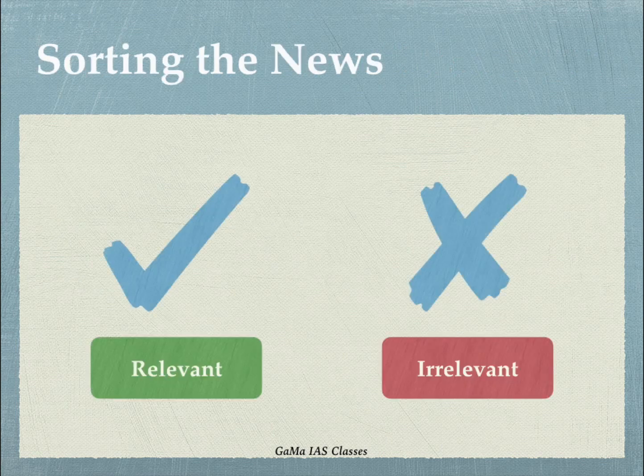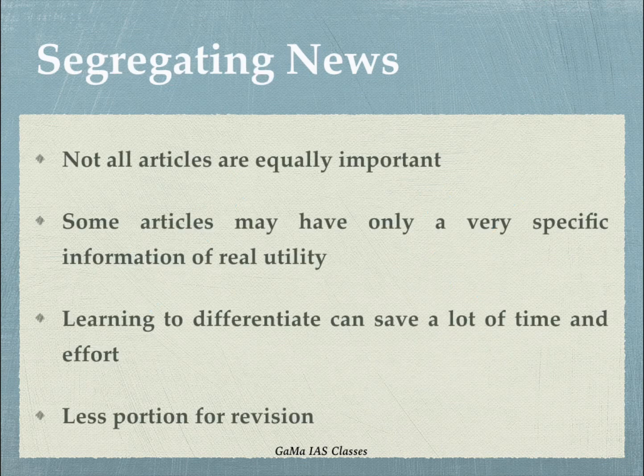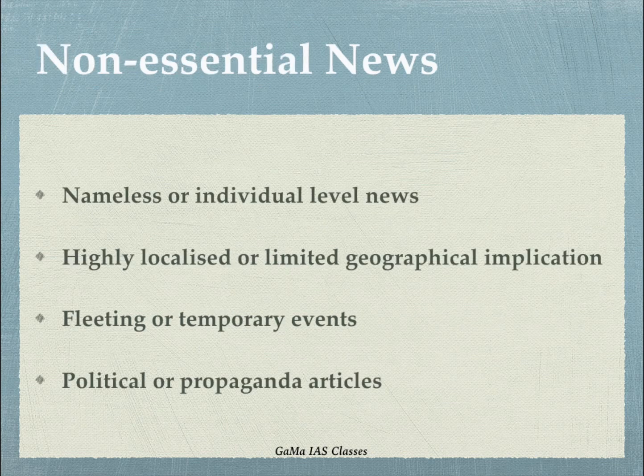Now, the hardest part about reading the newspaper is sorting the news. You have to be very careful about what you mark as relevant and what you mark as irrelevant. Now, this is exactly what we are going to learn today, segregating the news. You have to understand that not all articles are equally important. Further, some articles may have only a very specific information of any real utility. You have to learn to differentiate, which can save a lot of time and effort, and hence you will have less portion for revision.